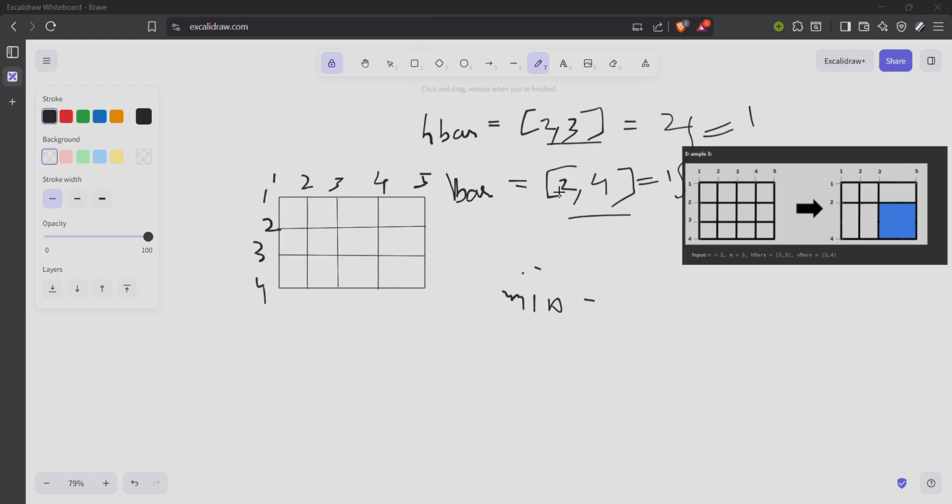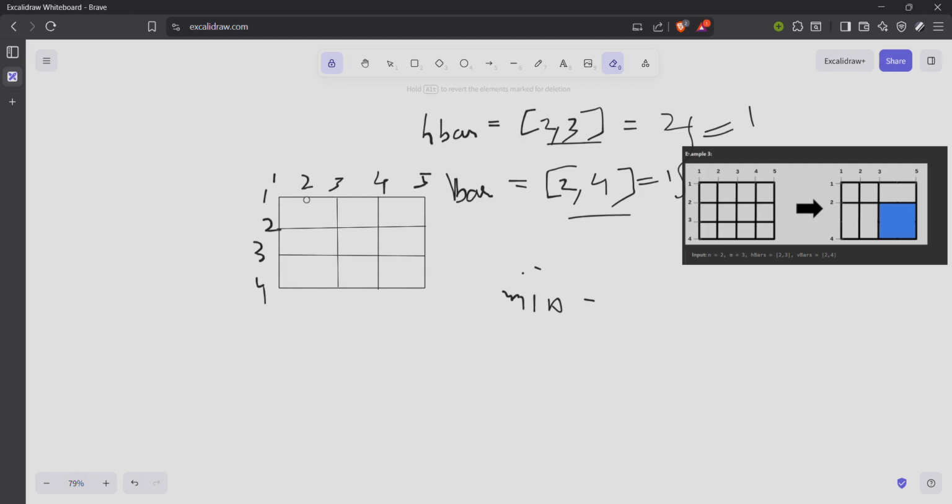Okay, since the minimum is one, we can remove only one from V bar. So when we remove one, that is two or four, whatever it might be, we can get a maximum square of this length, which is one plus one, that is two length.